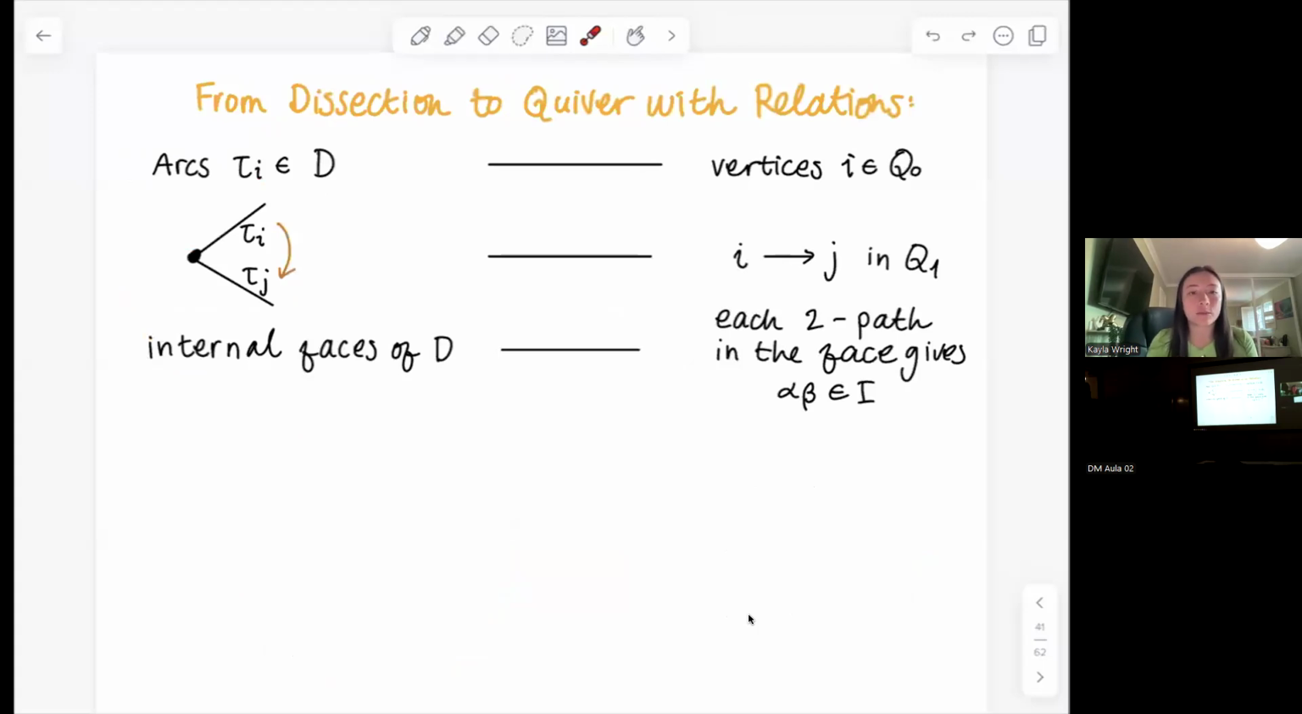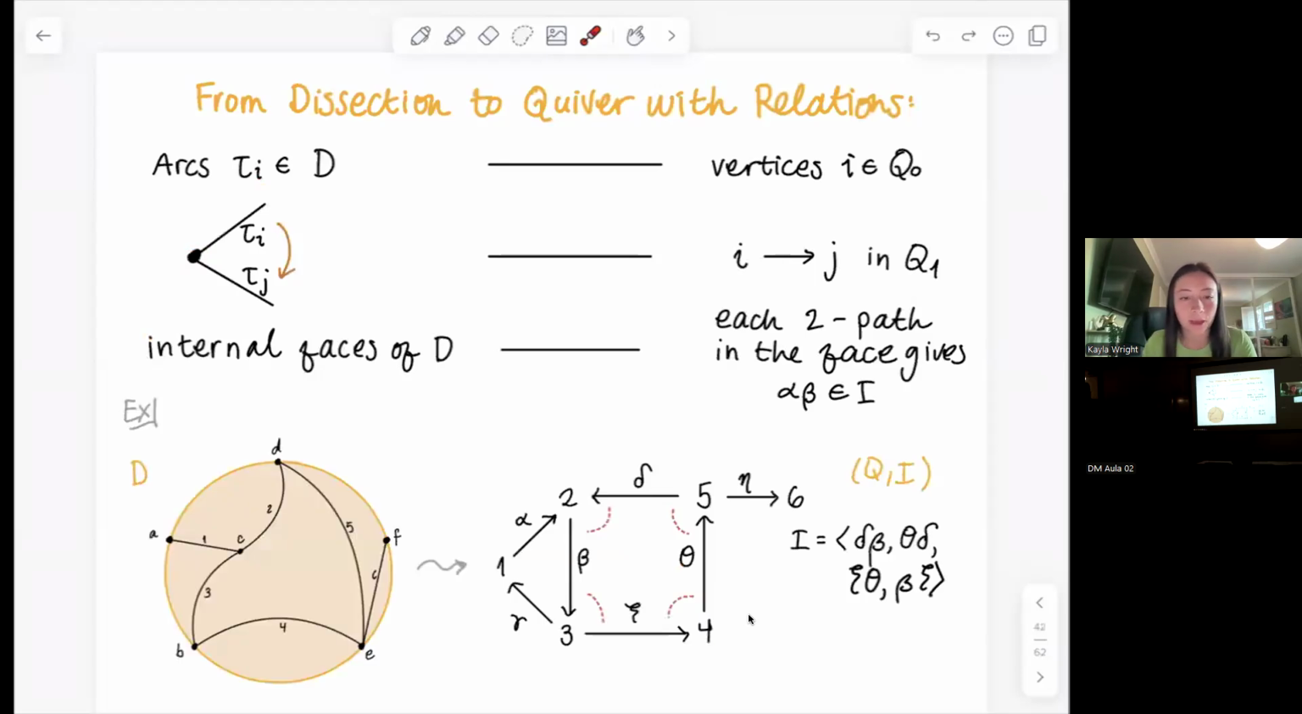So from a dissection, we want to get our quiver with relations because we're trying to model this like quiver algebra. So this is pretty classical. The idea is that the arcs of the dissection are going to be in bijection with the vertices of the quiver. The arrows of the quiver are going to be looking at different arcs that come from the same marked point with respect to some orientation. And then the faces of our dissection are going to give us our ideal of relations. So let's look at the same example that we had from before.